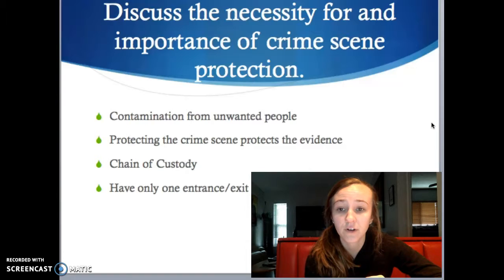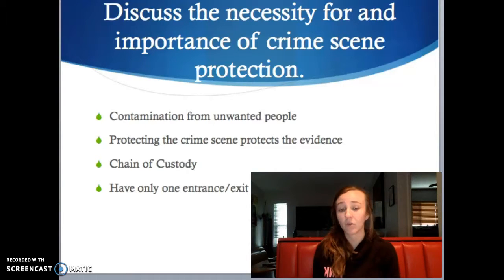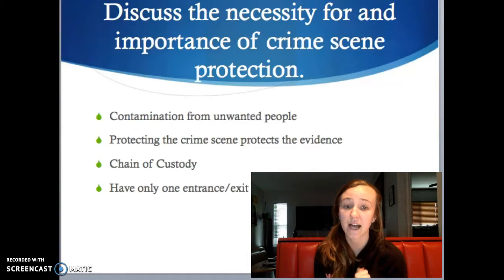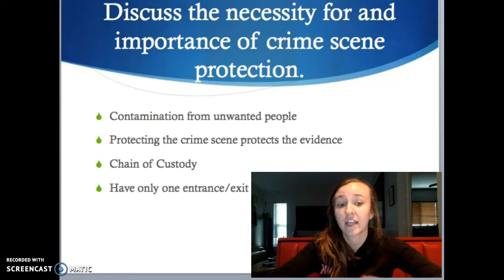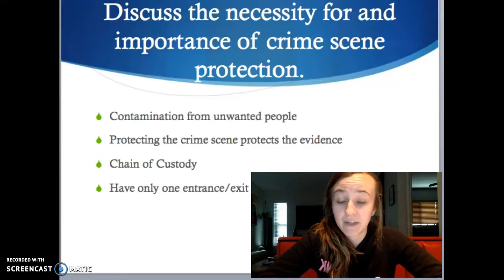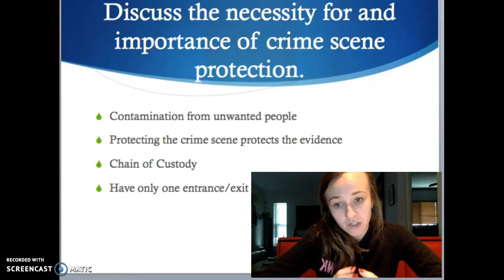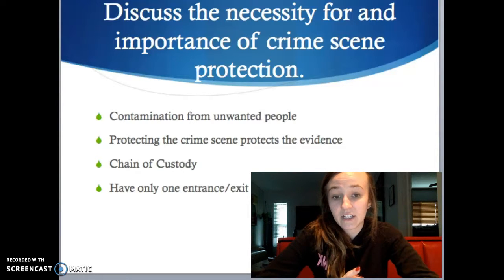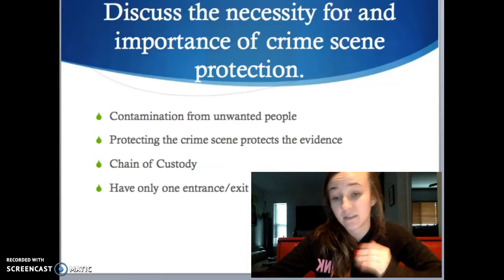Discuss the necessity for importance of crime scene protection. So, contamination by unwanted people. A quote that I found that was really helpful is: if you ask any crime scene technician, the biggest problem that they encounter on the job, they consistently give the same response, that crime scene contamination by curious officers and detectives and supervisors. So the best way to help is to keep everyone out of the crime scene unless they have the exact reason to be there.